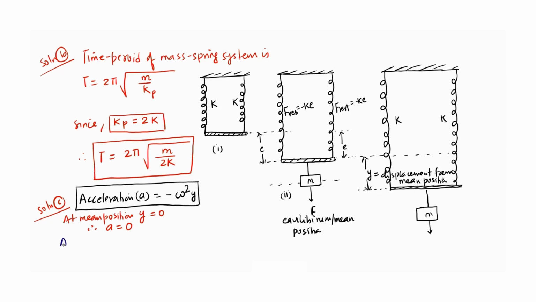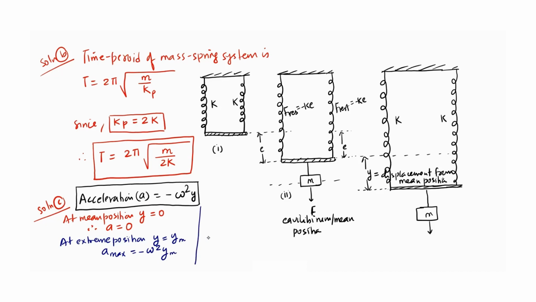And at extreme position, let's say this is the extreme position, we can write y equals ym. This is the maximum displacement. So at extreme position, acceleration is maximum. So this equals minus omega square ym. Clear?